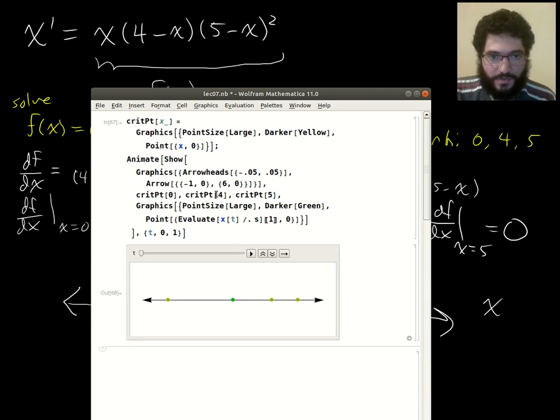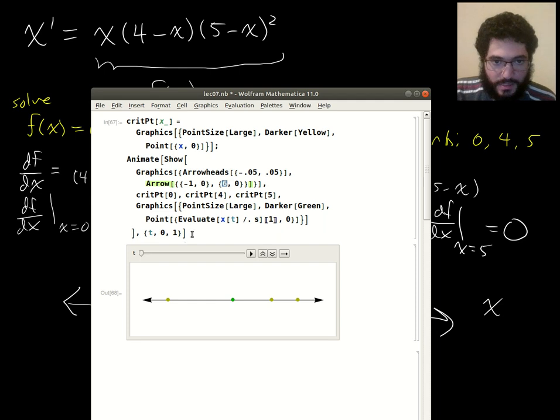Okay, so here I've adapted what I had from the previous lecture for animating things on the phase line. And you can see, here's the phase line. This line segment is running from x equals -1 to x equals 6. So it includes the dots x equals 0, x equals 4, and x equals 5, which are these yellow dots. Those are the critical points.